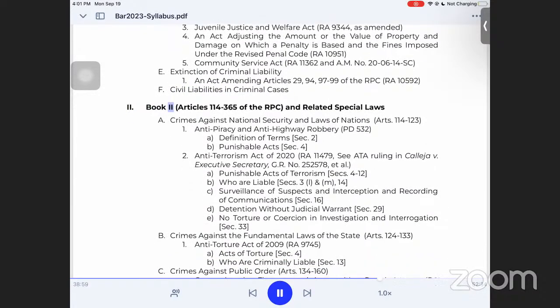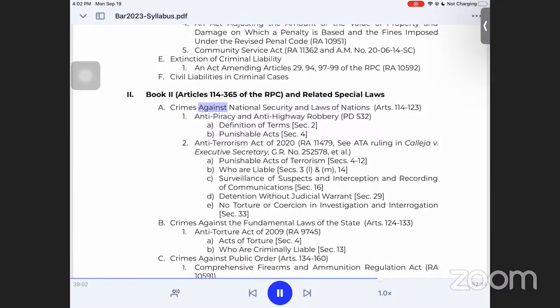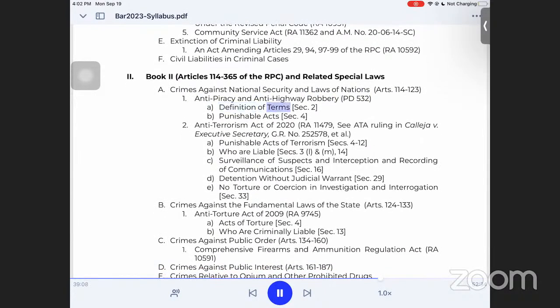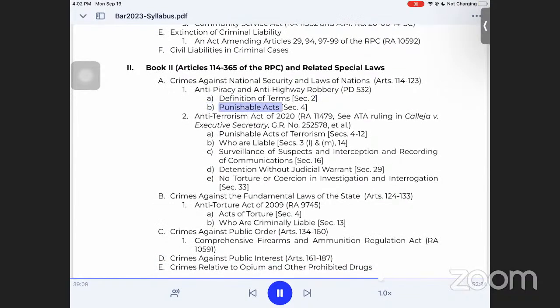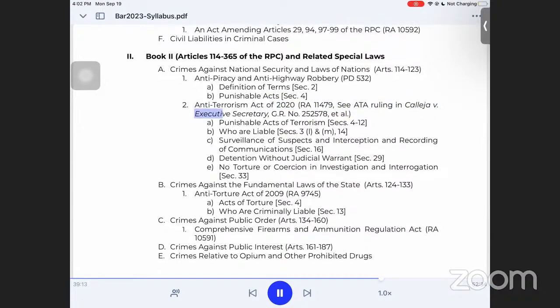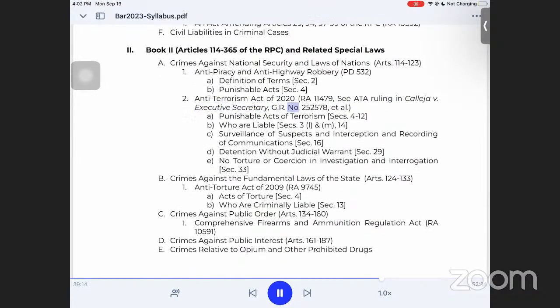2. Book 2, Articles 114-365 of the RPC, and related special laws. A. Crimes against national security and laws of nations, Articles 114-123. 1. Anti-piracy and anti-highway robbery, PD 532. A. Definition of terms, Sec. 2. B. Punishable acts, Sec. 4. 2. Anti-Terrorism Act of 2020, RA 11479, SEATA ruling in Kabayan versus Executive Secretary, G.R. No.